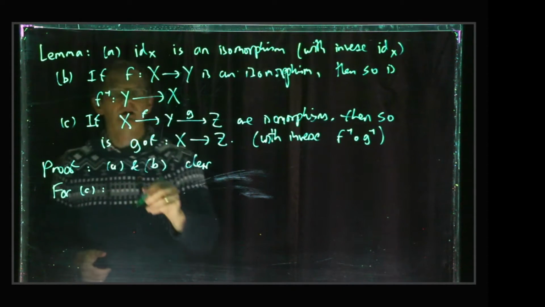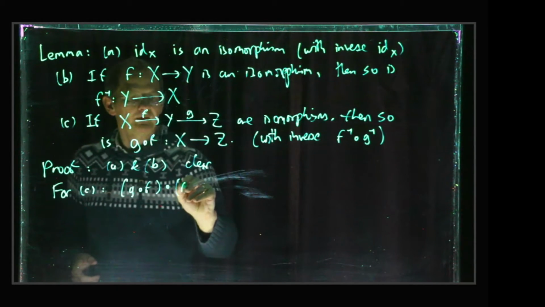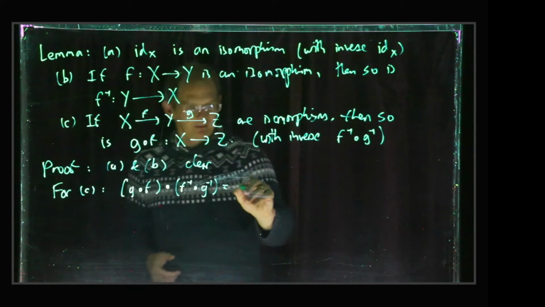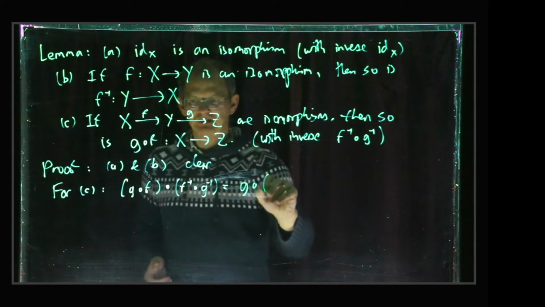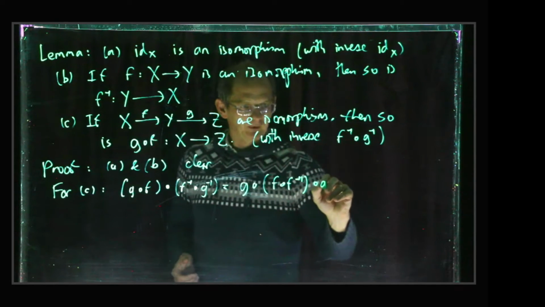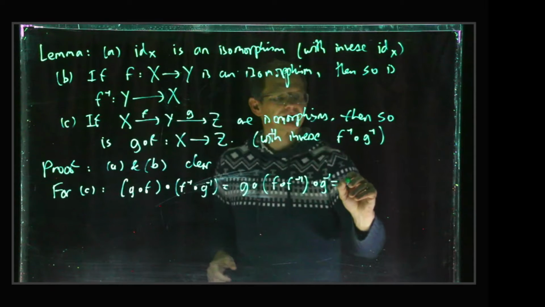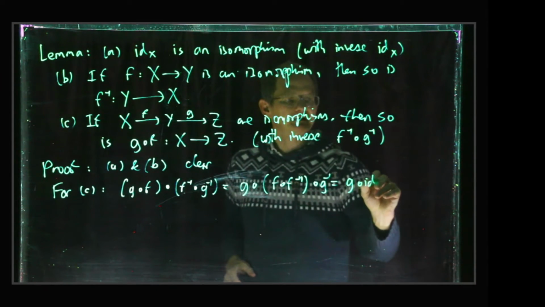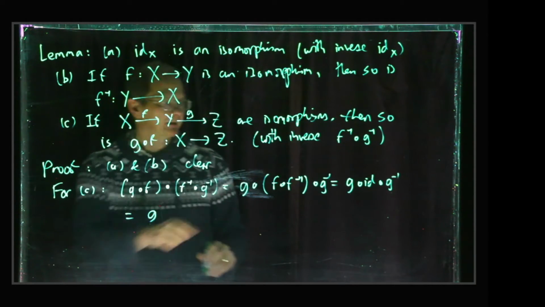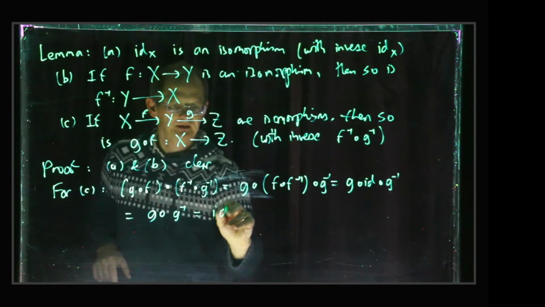So for one direction, you've got G composed with F, composed with F inverse composed with G inverse. And by associativity of composition, that's G composed with F inverse, composed with G inverse. Then F composed with F inverse is the identity, so that's G composed with the identity composed with G inverse. But composing with the identity doesn't do anything, so that's G composed with G inverse, which is the identity.